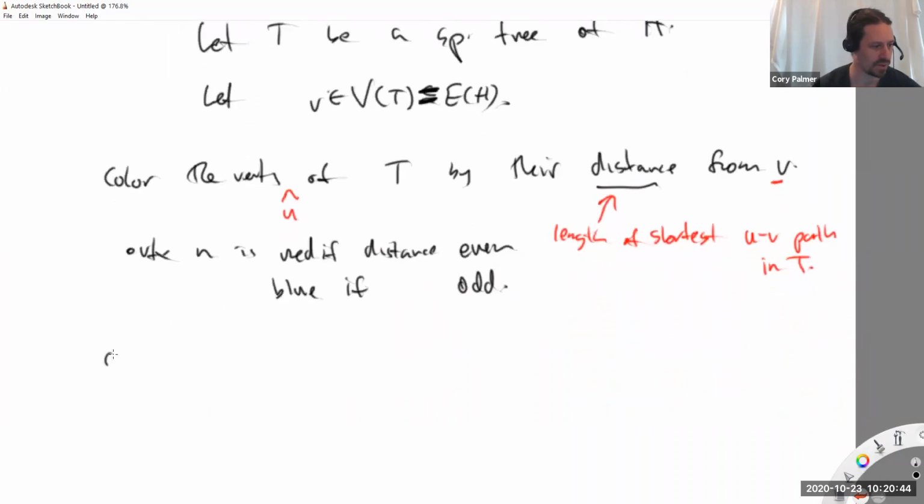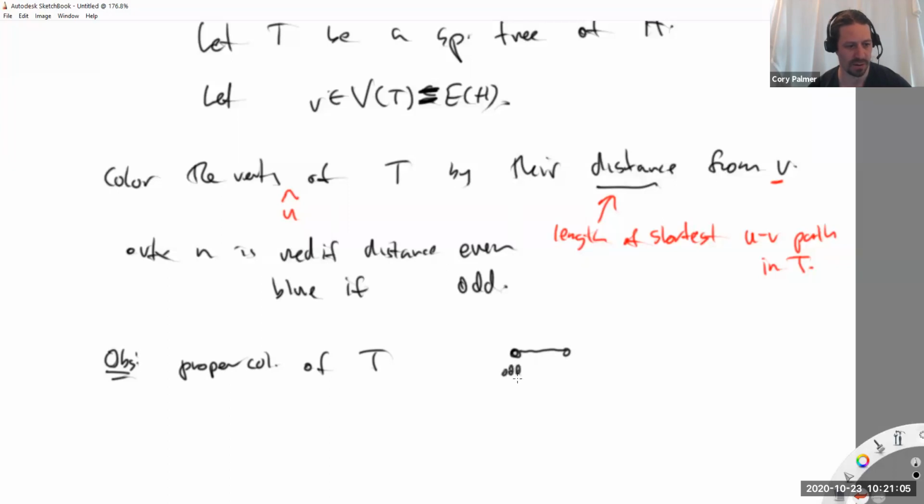Okay, so first observe, this is a proper coloring of T. Right? This is immediate, but maybe it's worth stating here. If you look at an edge here, the two end vertices can't get the same color because if the distance to this vertex made this one red, so it was odd, the distance to this guy here couldn't be odd as well. And this is relying on the fact that it's a tree. The path to this vertex either travels through this odd one and is one longer, or the distance to this one travels through this one and it's one shorter. But the distance to here is either one more or one less from V. So this has to be even. And so they'd get, even was red. So this would be red and this would be blue. Okay, so it's a proper coloring of T.